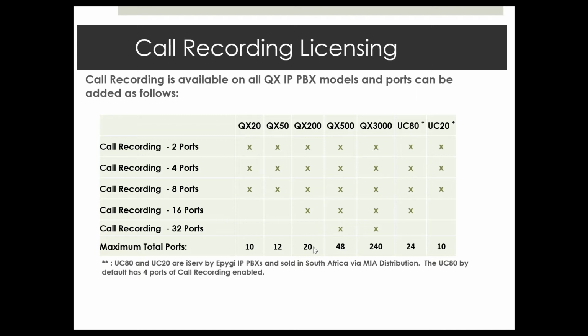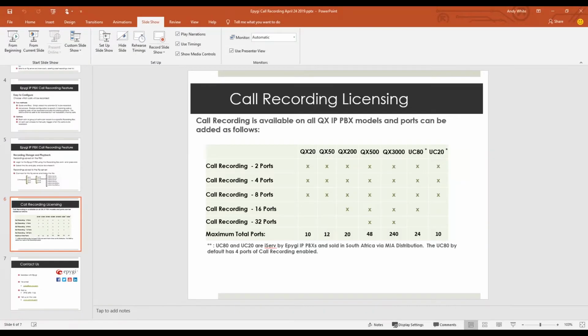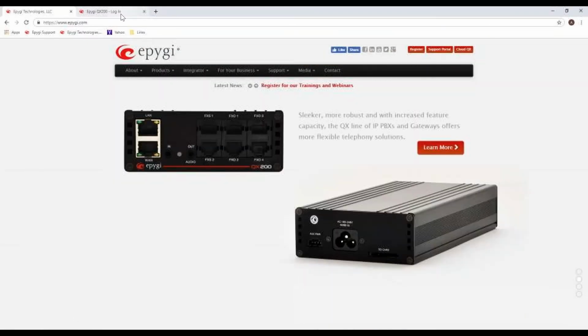As I mentioned, call recording is a licensed feature. It is available on all the Epygi IP PBXs, and the ports can be added as follows. You can add the call recording ports. Remember, a single port is just a single call that's recorded. So if you have 2 ports on a system for call recording, that means the first 2 calls would be recorded. The third call would not.